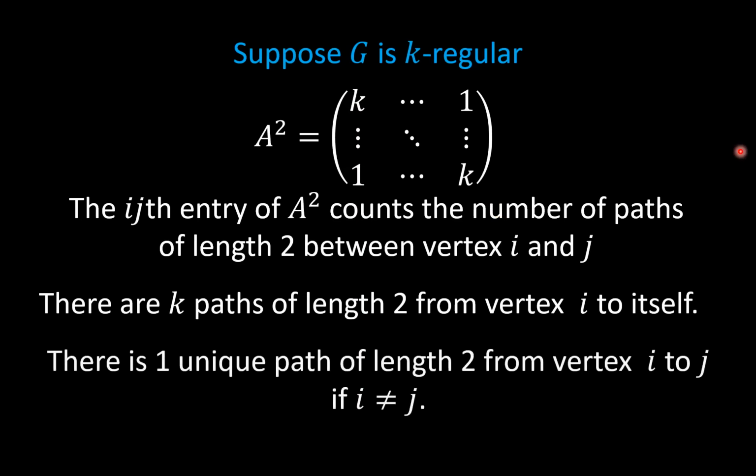And by the conditions of the friendship theorem, there's only one unique path of length 2 from vertex i to j, but i is not j. Why is there only one unique path? Because if there were 2 unique paths, we'd have a 4-cycle. Now notice that this matrix can be written algebraically as kI plus J minus I, where J is the all-ones matrix. Why is J the all-ones matrix? I'm not sure, but it is tradition in graph theory. Maybe someone can tell me.